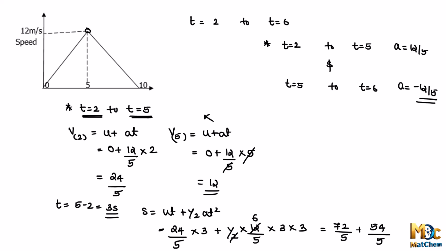54 divided by 5. So what will you get? You will be getting 72 plus 54, that is 126. Therefore, S3 is 126 divided by 5.